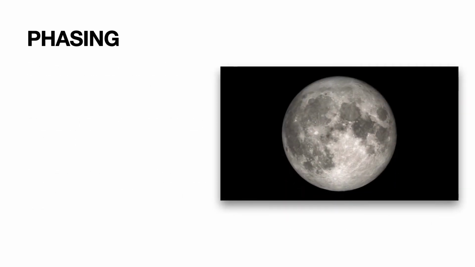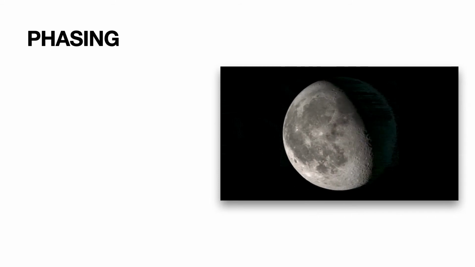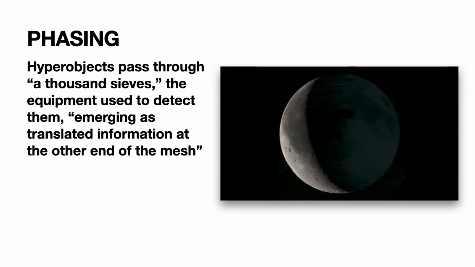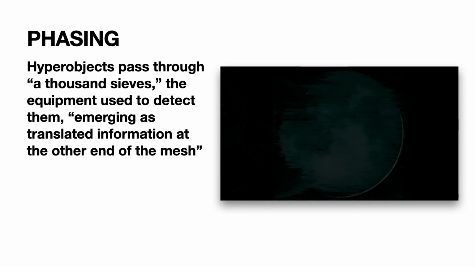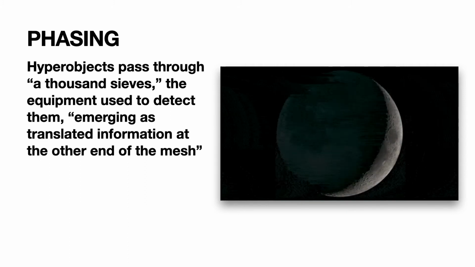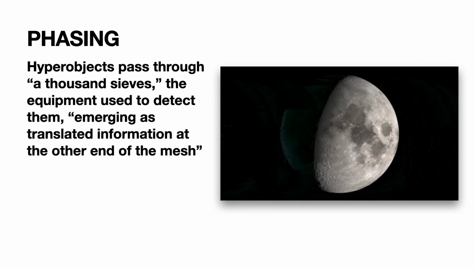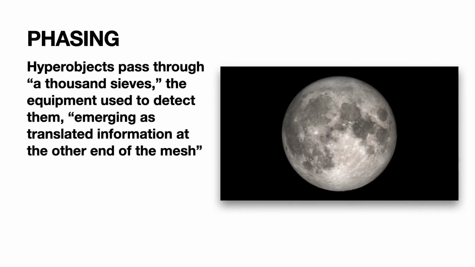Morton concedes that we can never occupy such a high dimensional space. A hyperobject passes through 1,000 sieves, namely the equipment we use to detect them, such as our eyes and ears, computer software, which emerge as translated information at the other side of this mesh. While science can help us plot, graph, and visualize hyperobjects, we fail to see their entirety. We only see slices rendered in a useful way.